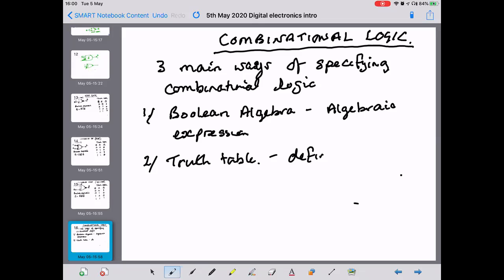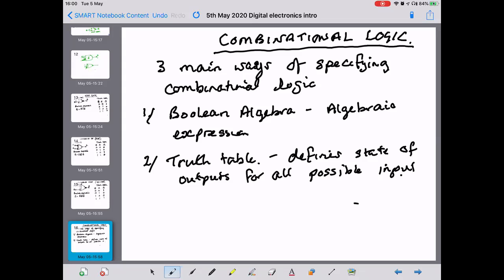It defines the state of outputs for all possible input combinations. I'll show you what I mean by that in a minute. The truth table is something that we're going to look at more closely, perhaps not so much the Boolean algebra, and 3, the logic diagram.